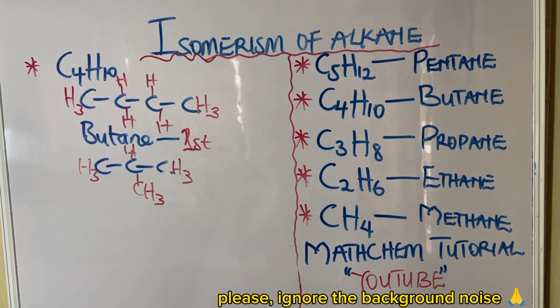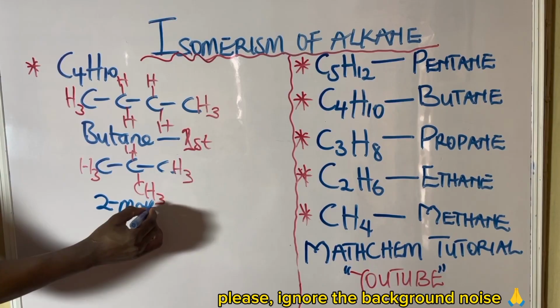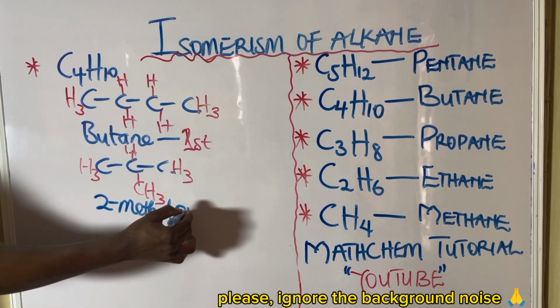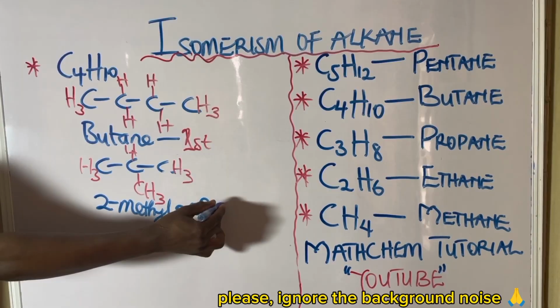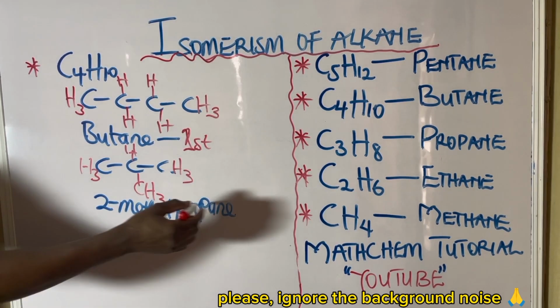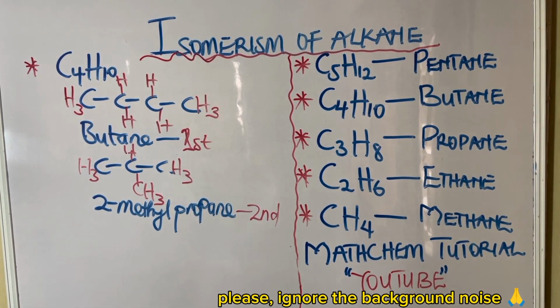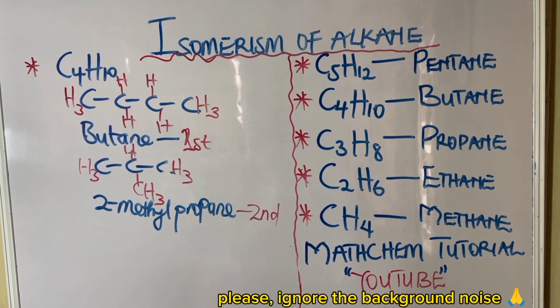So this compound now is different. This compound is 2-methylpropane, and this happens to be the second isomer of butane. What I am going to do next is write out the carbon atoms again.